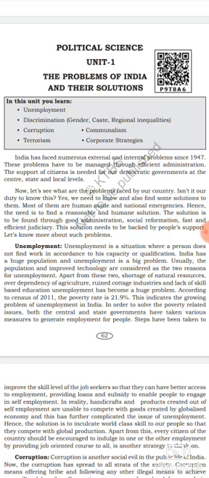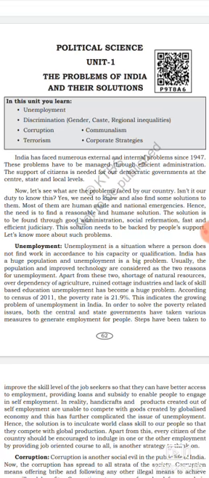Today we will see the first lesson in the political science part. The lesson name is the problems of India and their solutions. In this chapter you may learn unemployment, discrimination based on gender, caste, regional inequalities, corruption, terrorism, communalism, corporate strategies.